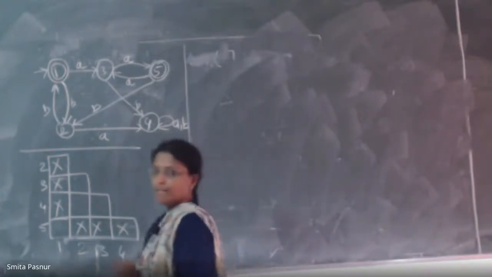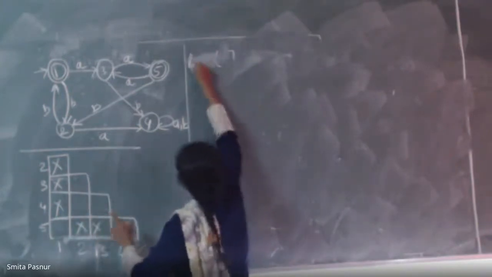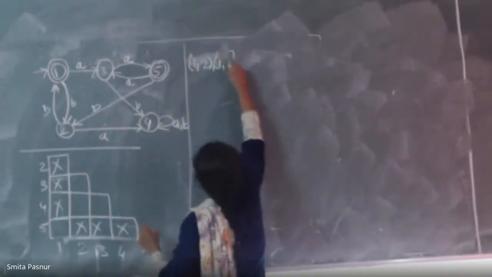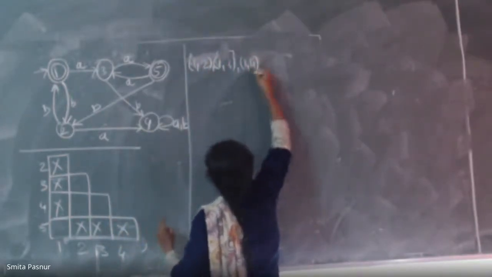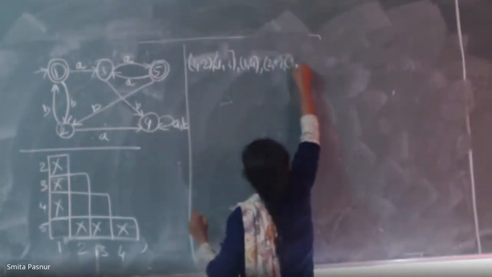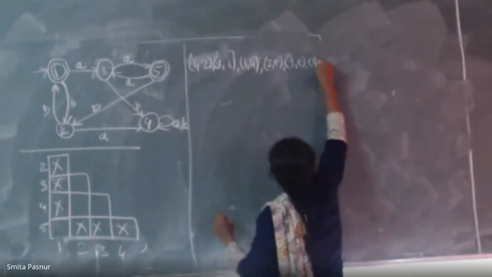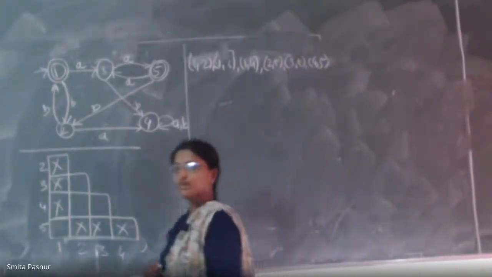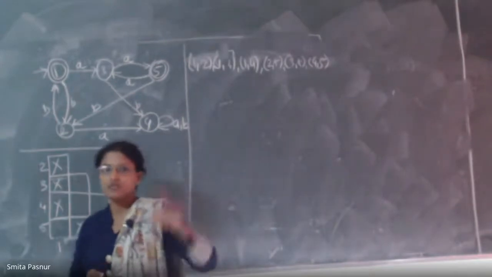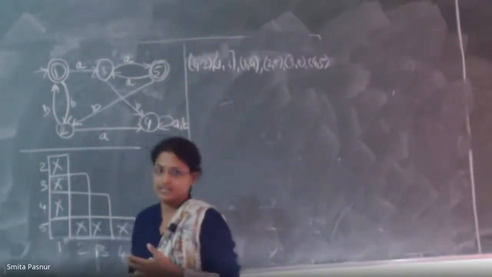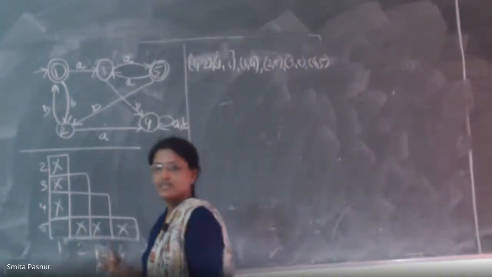So which pairs have we marked? We have marked 1 comma 2, 1 comma 3 and 1 comma 4, then 2 comma 5, 3 comma 5 and 4 comma 5. Those pairs are one final state and one non-final state. I think it is clear up to here.